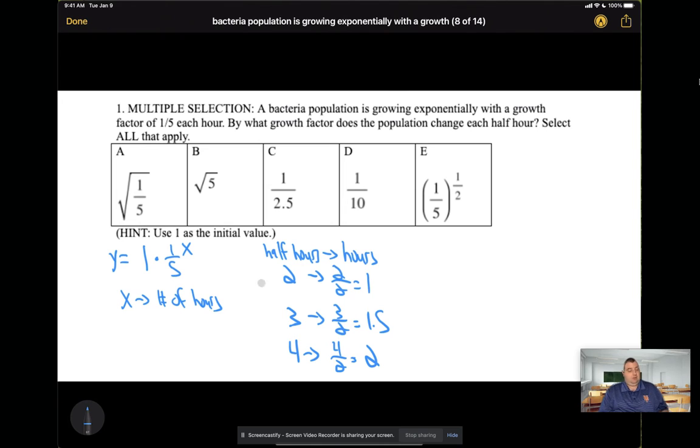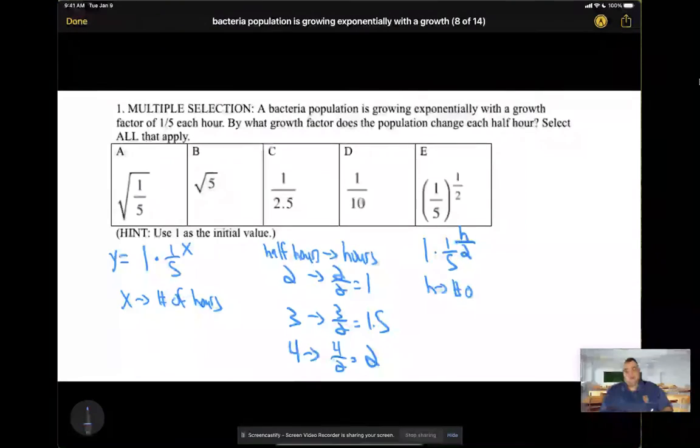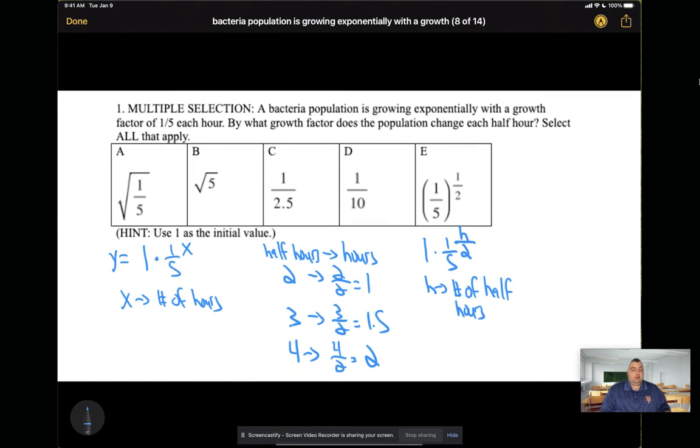So if I want the equation per half hour, it's going to be 1 times 1/5 to the power of h over 2, where in this case, h is the number of half hours. So to find the growth factor, I have to play that game that I played in some of the lessons algebraically.